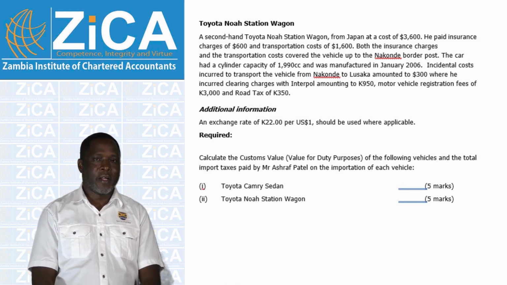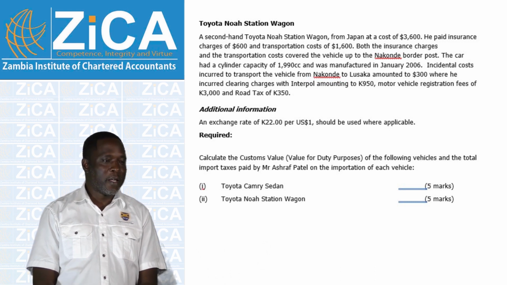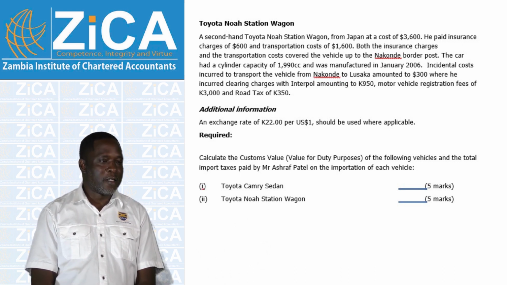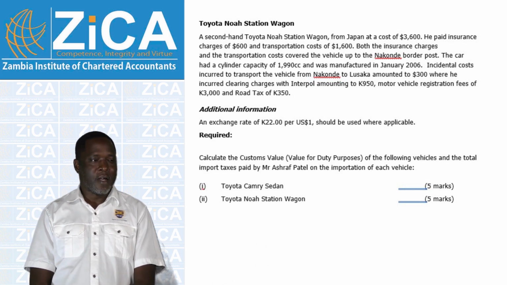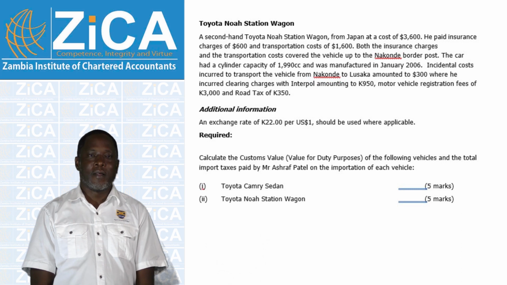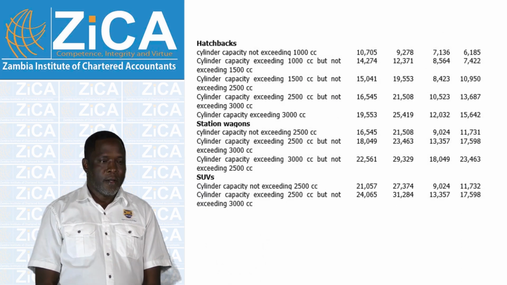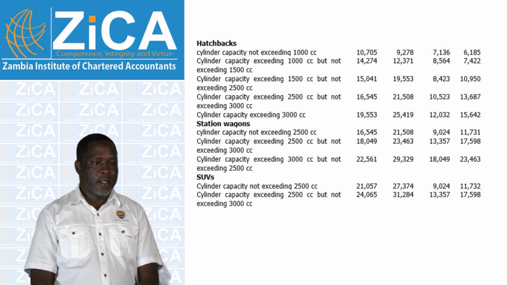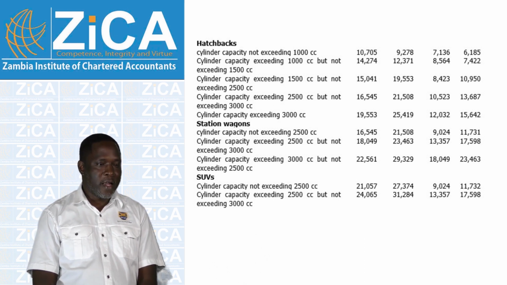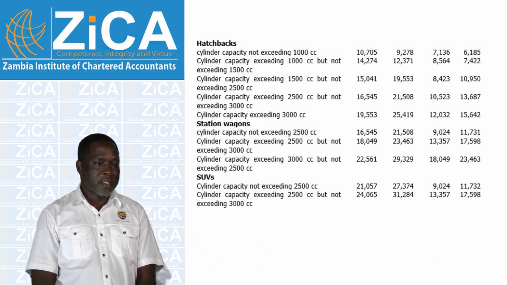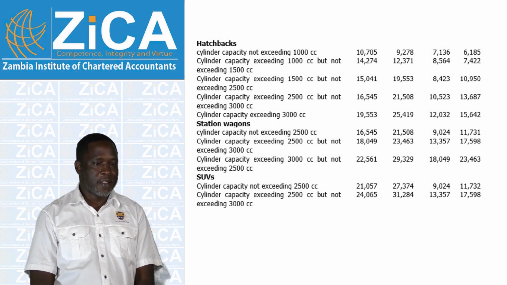So we can go back to the taxation table so that we can pick the relevant specific excise duty as well as customs duty from the table. As you can see in the taxation table, the vehicle we're dealing with is a station wagon. We needed to know the cylinder capacity. The cylinder capacity is 1,990. So 1,990 cc is falling under the first category, which is saying cylinder capacity not exceeding 25 cc.